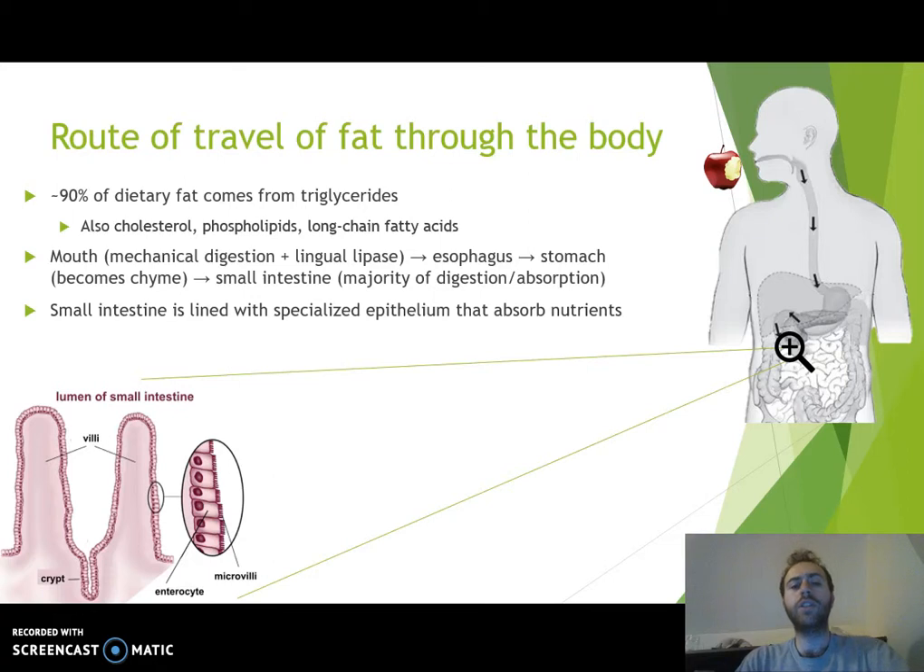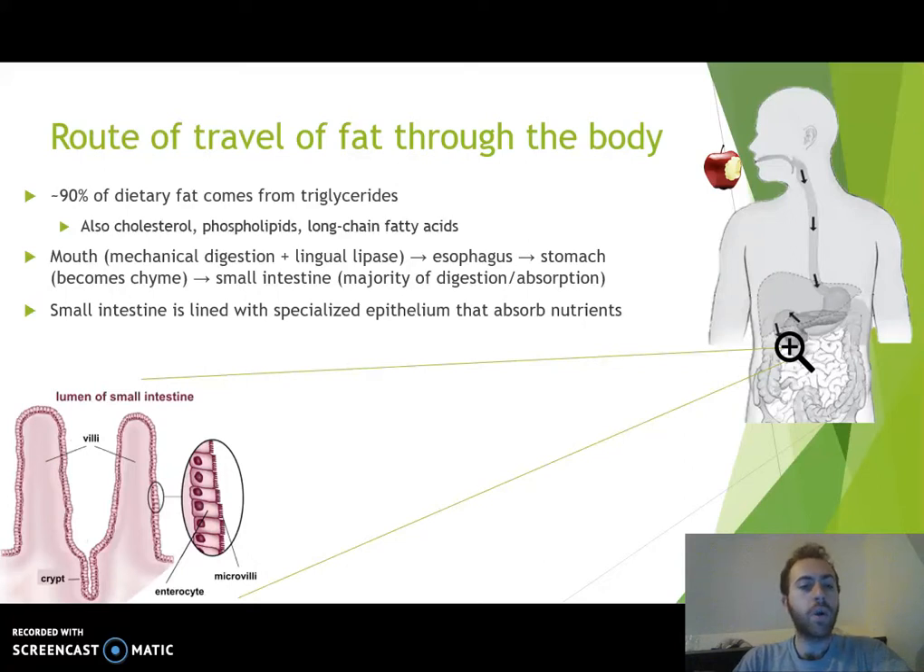So first, I would like to just provide a little overview discussing the route of travel of fat through the body. According to the Silverthorne textbook, nearly 90% of our fat intake comes from triglycerides. Other forms of fats include cholesterol, phospholipids, and long-chain fatty acids.